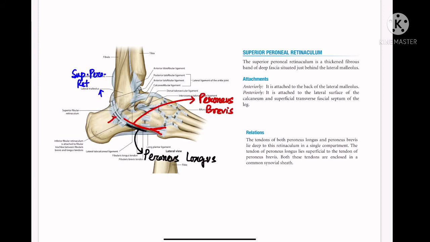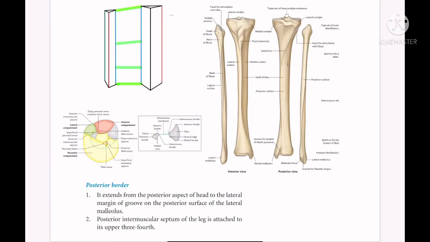This is the peroneus longus, this is the peroneus brevis. Peroneus longus. The posterior border of the fibula. This is the posterior border of the fibula on cross section. This is the posterior border of the fibula, which gives attachment to the posterior intermuscular septum.